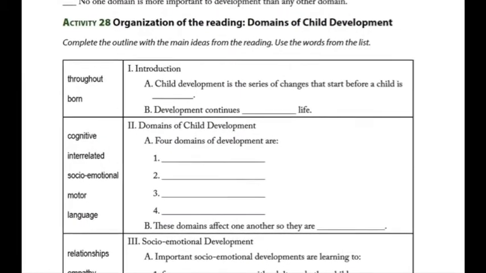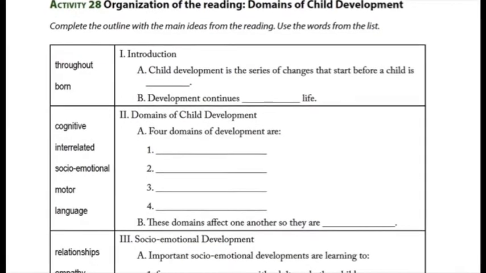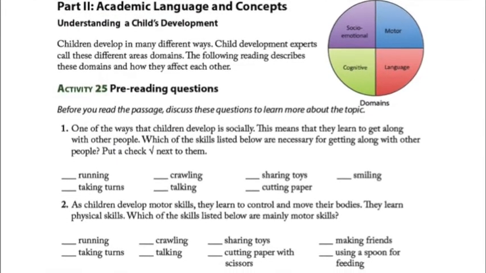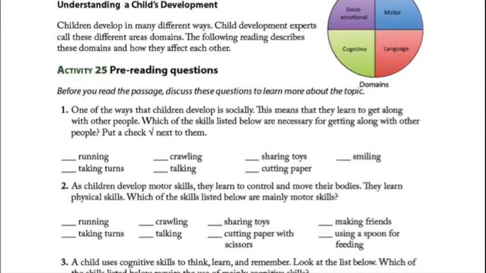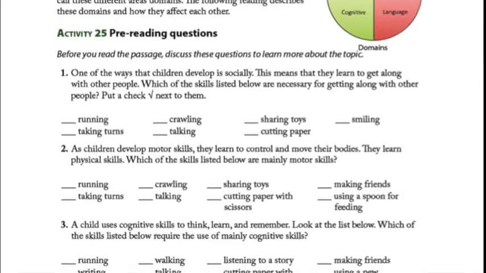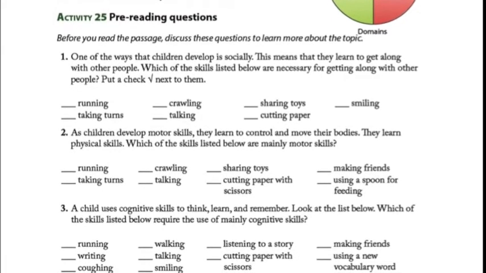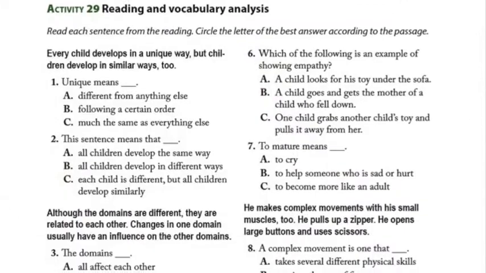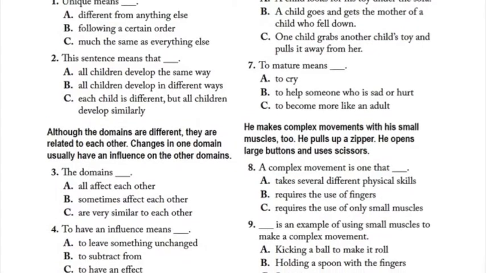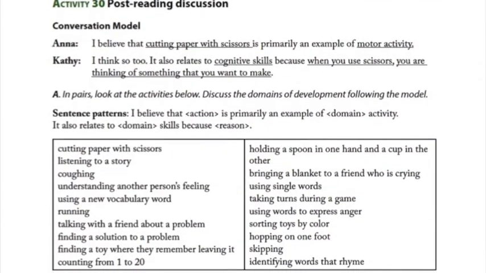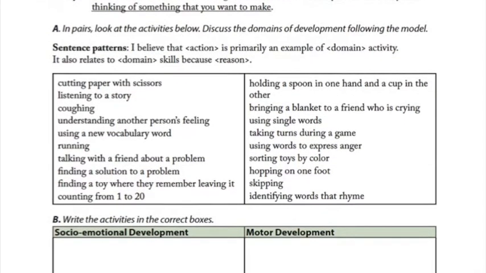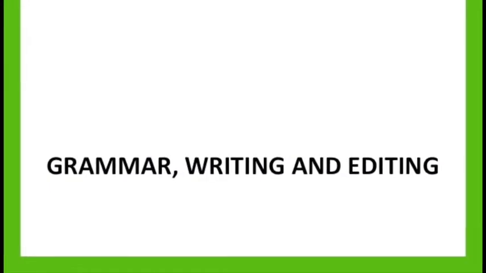For example, this activity focuses on the organization of the reading, calling attention to key points. Pre-reading questions introduce the topic of the reading, connecting it with concepts previously introduced, engaging learners' prior knowledge, and leading learners to make predictions that will enhance their understanding of the reading passage. Following every reading passage is a reading and vocabulary analysis section. Post-reading discussion questions help students master the content and connect concepts with practical child development experiences.